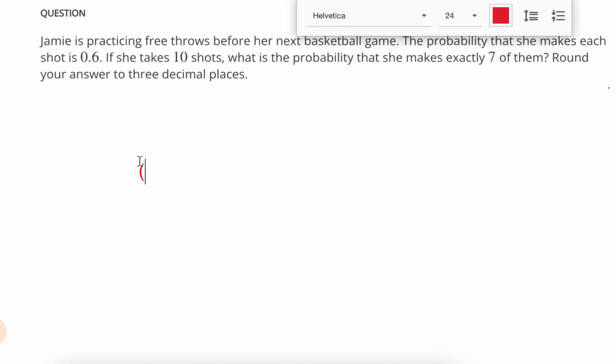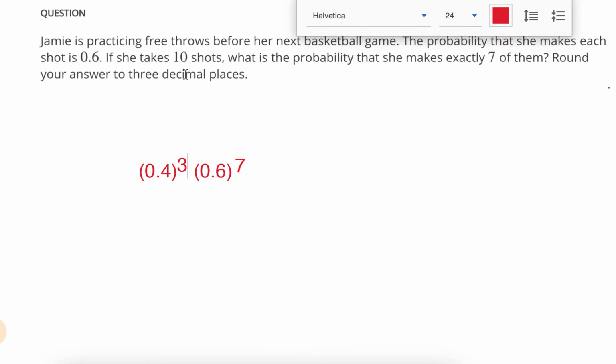Here's what you can do. Actually, I think the textbook uses the probability of missing first. So 0.4 is the probability of missing, because it's a 0.6 chance of making it. And we're making 7 shots, so I want 7 as the power on top of this number. That means 3 on the power over here, because we're taking 10 shots total.